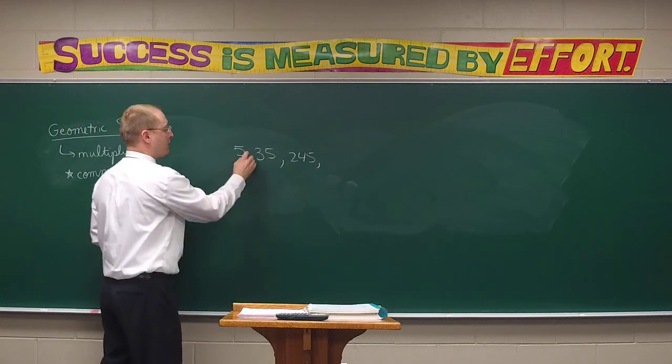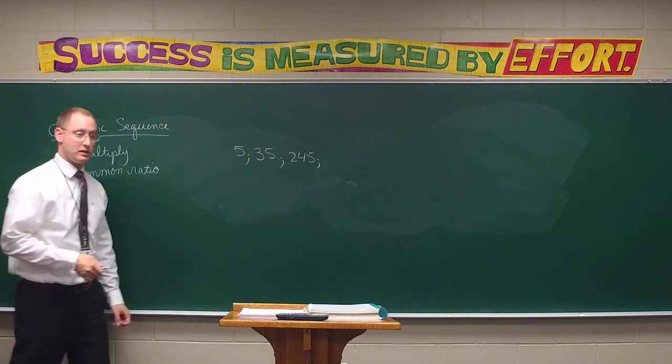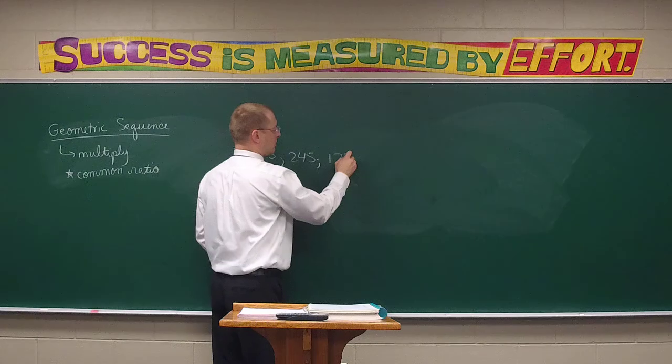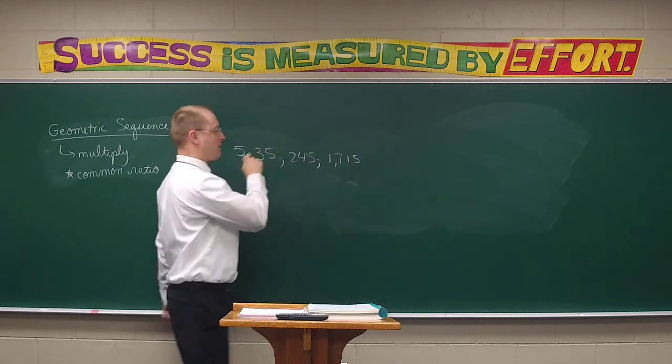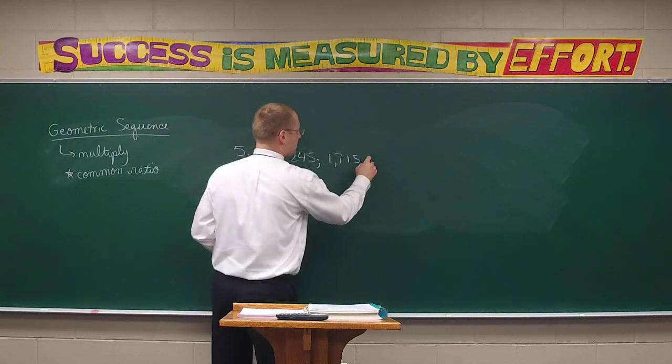Someone with a calculator, what's the next term in the geometric sequence? 1715? Is that what you said? All right, and then if we wanted to do the next term, we'd multiply by 7 again, and that would give us 12,005.